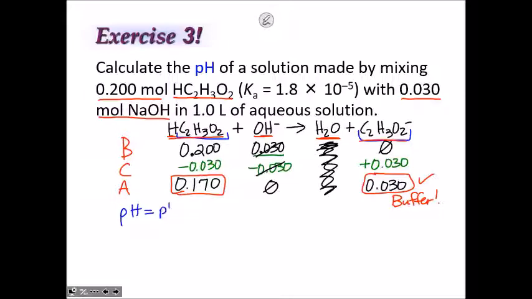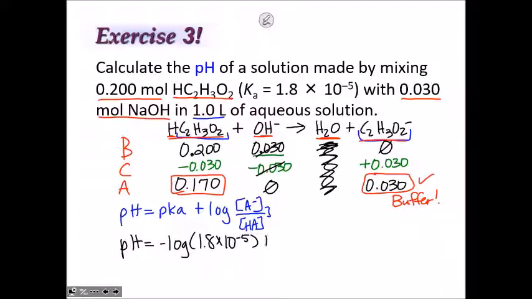pH equals the pKa plus the log of the base over the acid. And since this is a ratio, we don't have to change it back to concentration. However, in this particular case, the moles are the same as the concentration because it's out of 1 liter solution. So then we just plug everything in. So pH equals the negative log of 1.8 times 10 to the minus 5 plus the log of the base, 0.030, over the acid, 0.170.